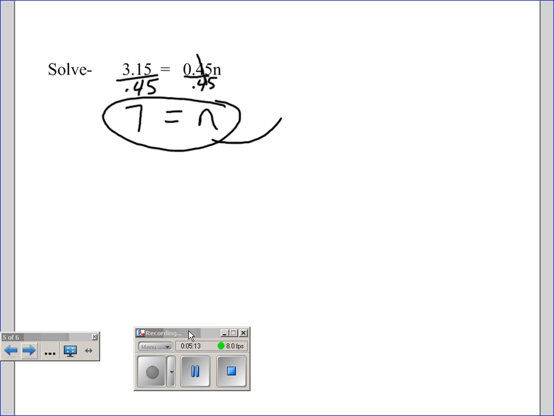Once again, you can plug it back into the original equation. We have 0.45 times 7, which equals 3.15. So our answer is 7.